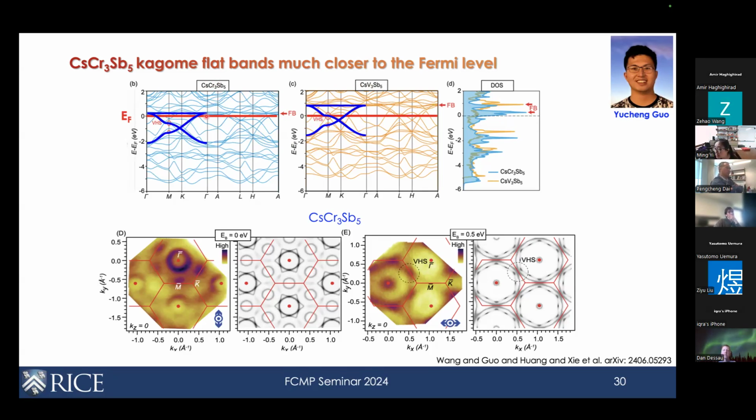Okay. By the way, the magnetic order has not been sorted out in this compound because the samples are still too small for neutron diffraction. Well, we're trying very hard.